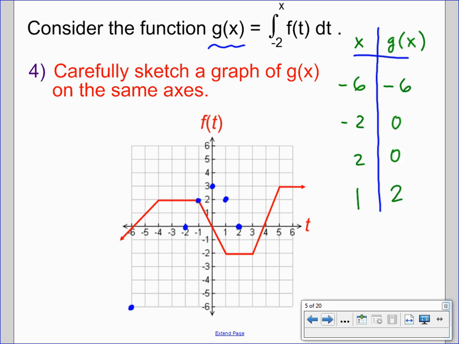Yes? The entire time my function here was above the x-axis, right? My f of t was above the x-axis, that's G prime. My functions of G were increasing, right? They were increasing. Let's keep going. So here I am at 0, 3. Oh, here I am at 1, 2. Oh, here I am at 2, 0. So I've got a pretty good indication what this is doing.